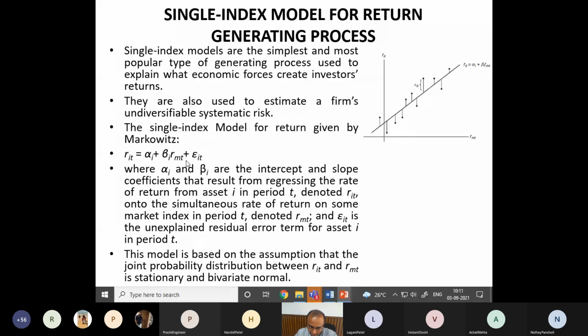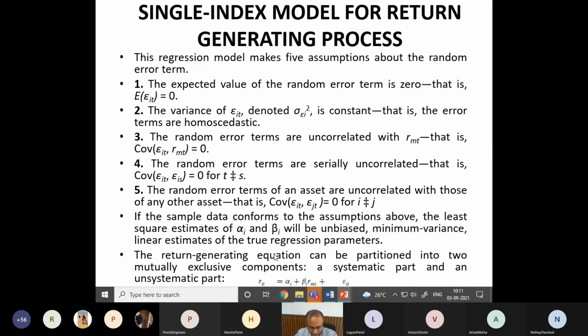So this model will work if epsilon IT satisfies some statistical conditions, and we have seen those conditions. It is a zero mean process, meaning its expected value should be 0. Its variance should be constant, so sigma epsilon I squared must be a constant.